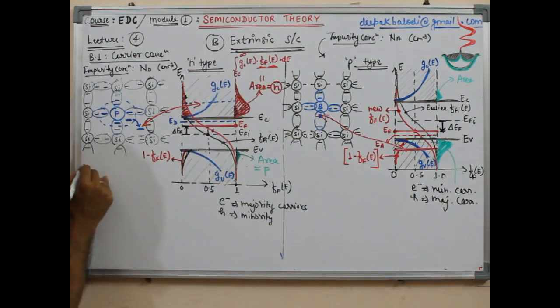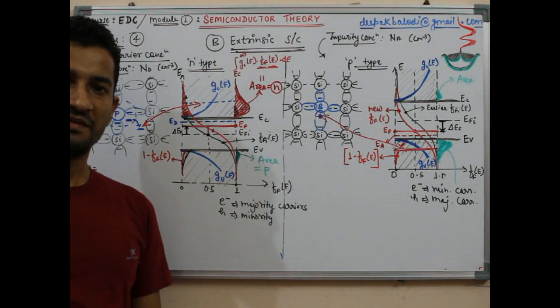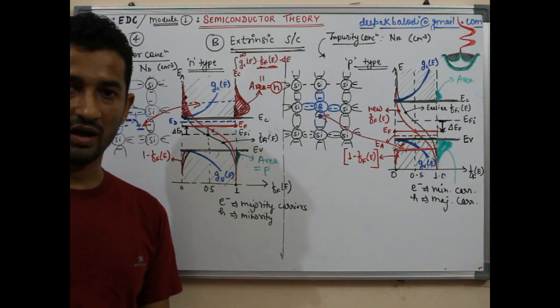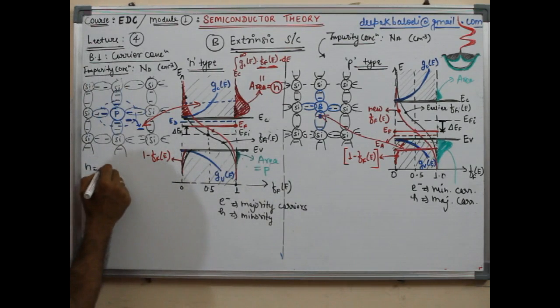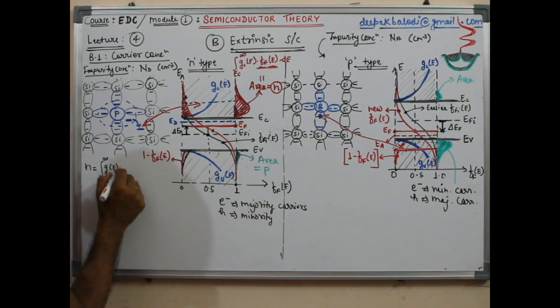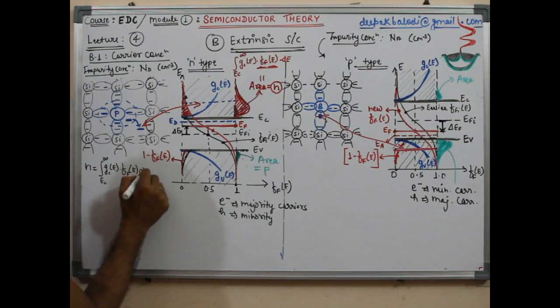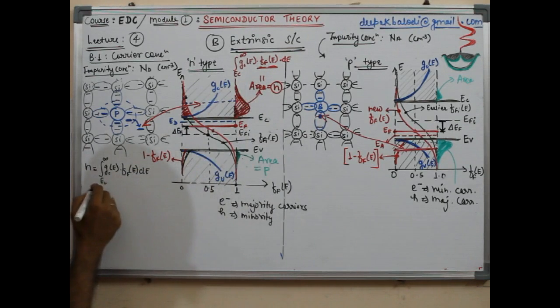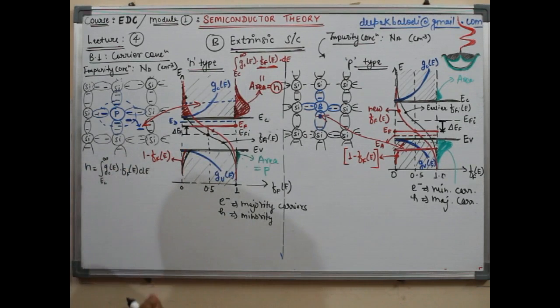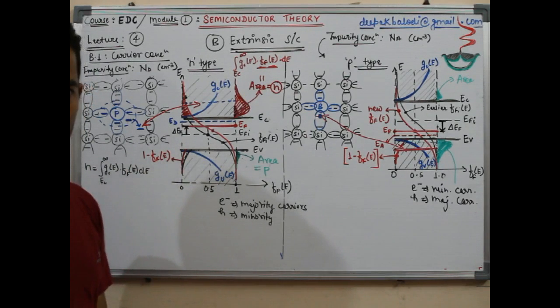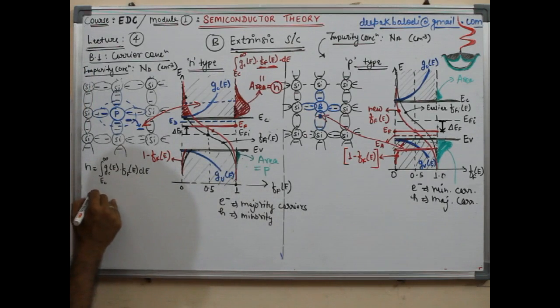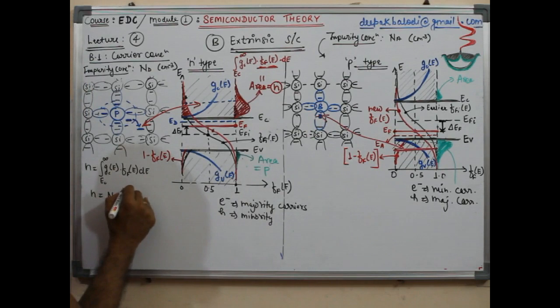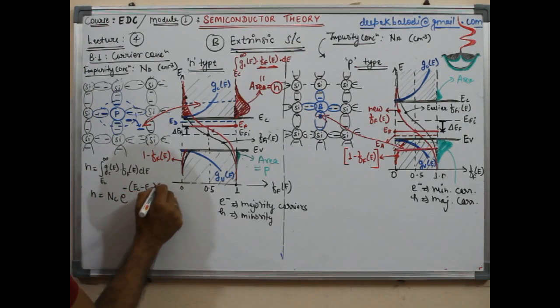So let me again come back to this. As a first principle, we are generally interested in calculating the majority carrier concentration. So N is equal to this, which is this area. Okay? We are not going into the detail of these integrations, and this is not at all required also, but the results are similar. The result is that N will be equal to NC e to the power minus (EC minus EF) by KT.